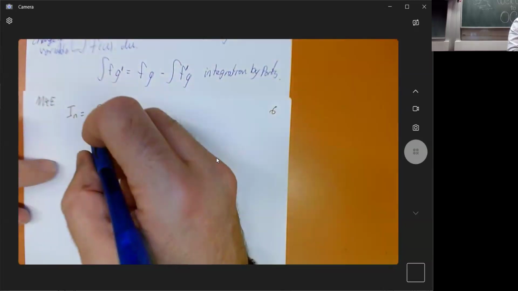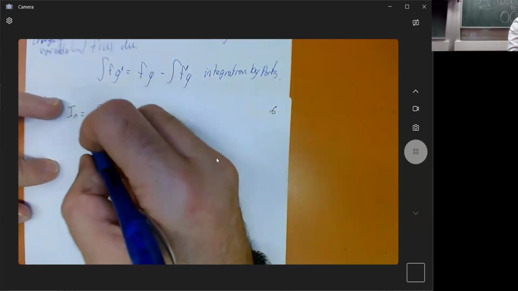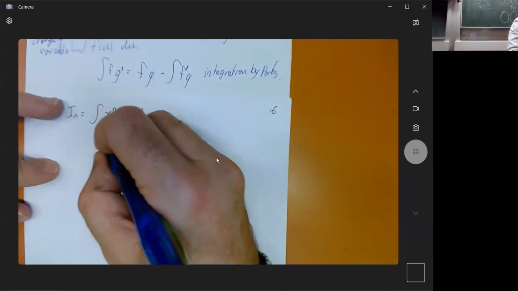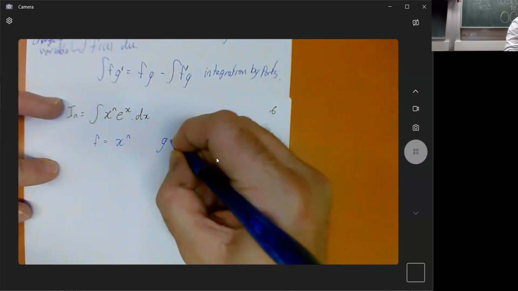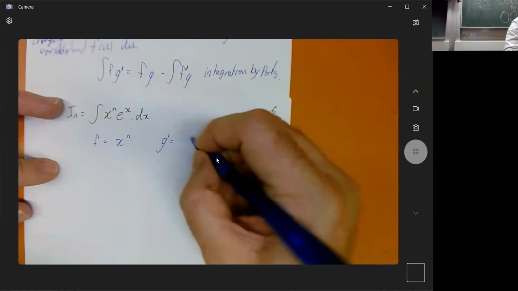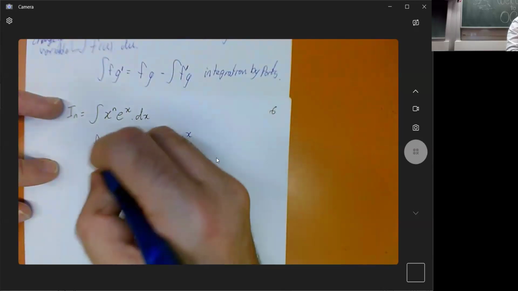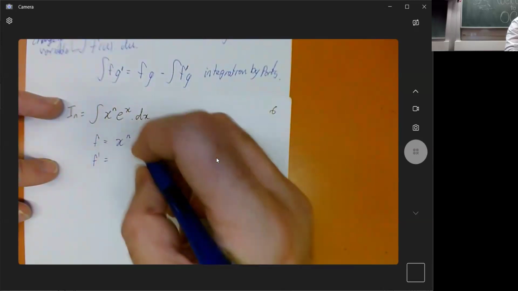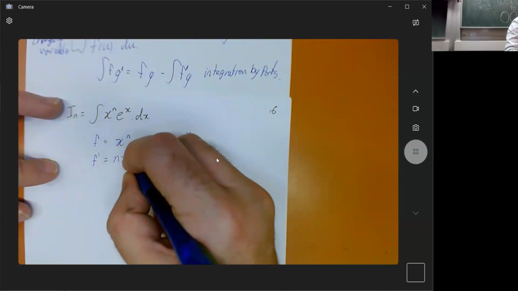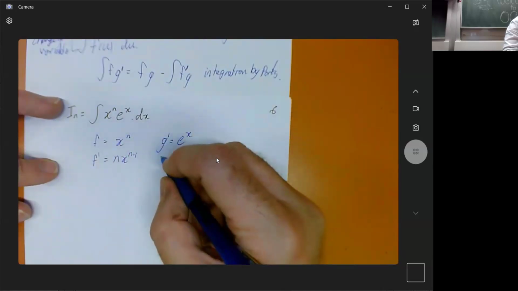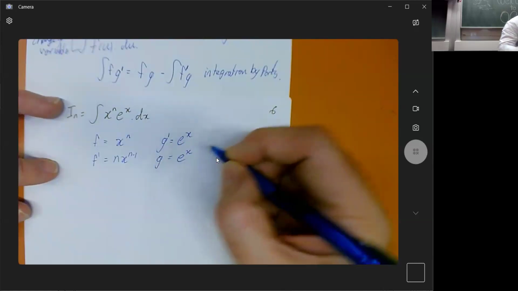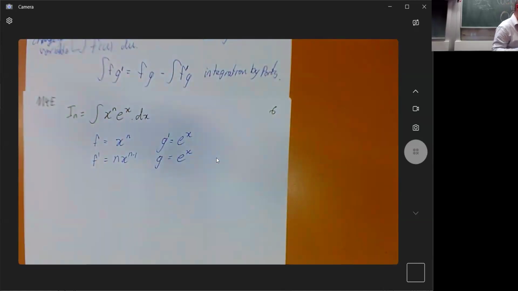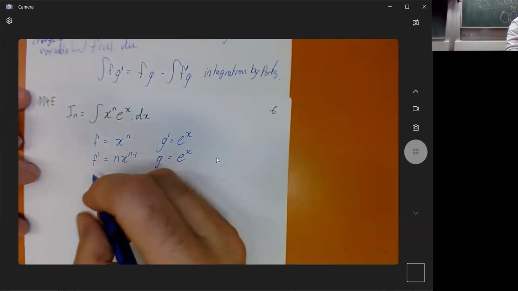So what I'm going to do, I want to be differentiating this. So I want my f to be equal to x to the n, and I want my g dash to be equal to e to the x. So when I do my f dashed, it is equal to n x to the n minus 1. And when I do my g, it's just e to the x. All right. I didn't want to make this complicated. I made it complicated, but that's okay.